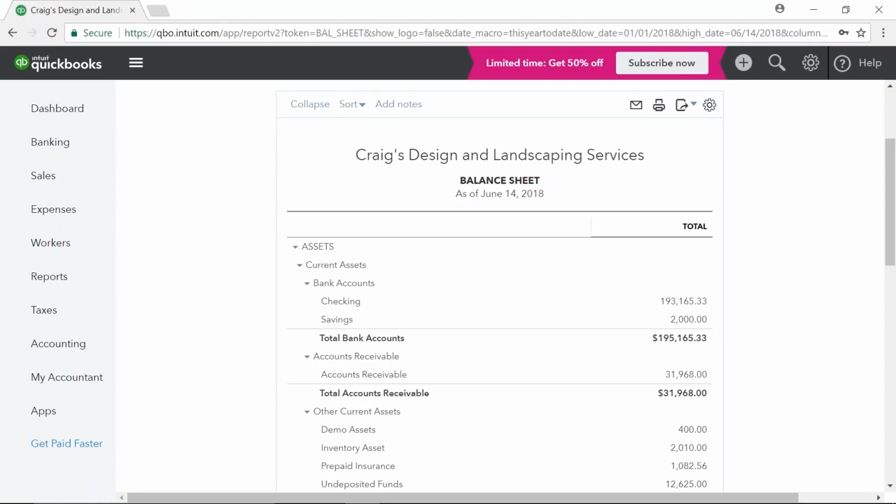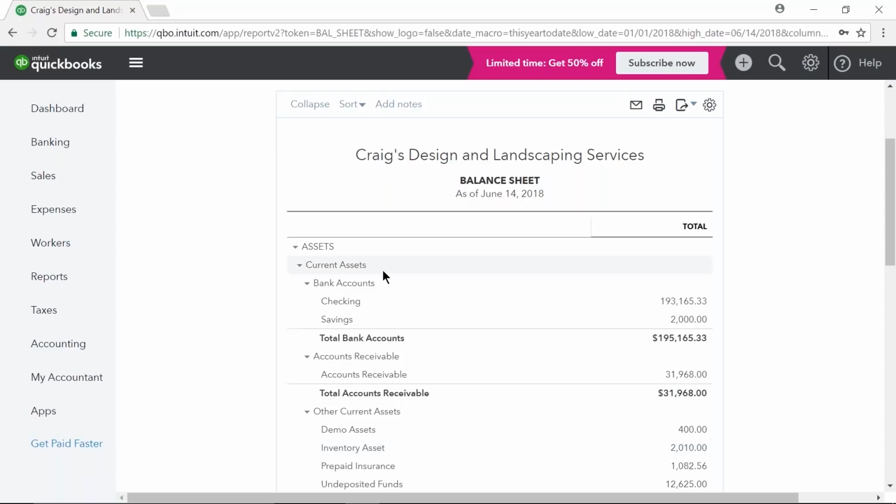So basically, we are looking at this from the point of view of June 14th, 2018. This is a summary of everything that the business owns and owes as of this one day. It's basically a financial photograph of a business. And so up at the top on our balance sheet, we're going to see our assets. These are the things that the business owns.